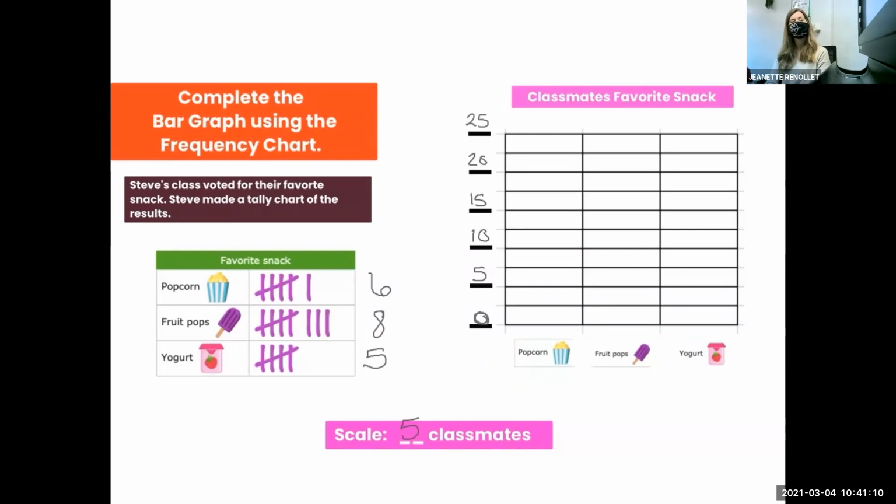So for popcorn, my total was 6. So I am going to color in that much. So I will color for popcorn. Let's make it kind of match that blue. So I'm going to start at 0. I'm going to go up to 5.